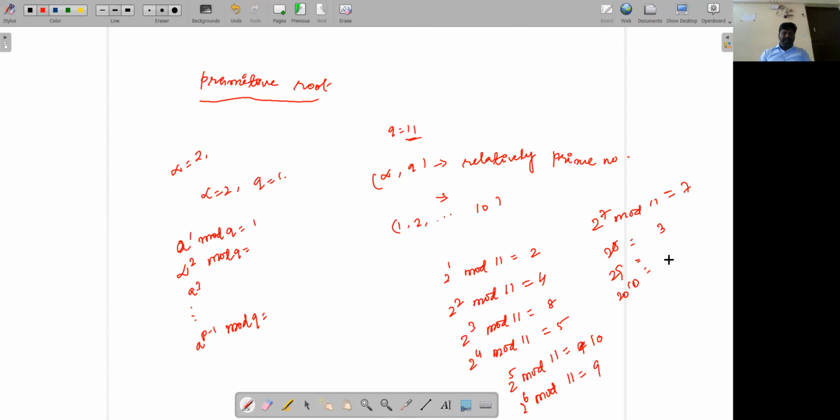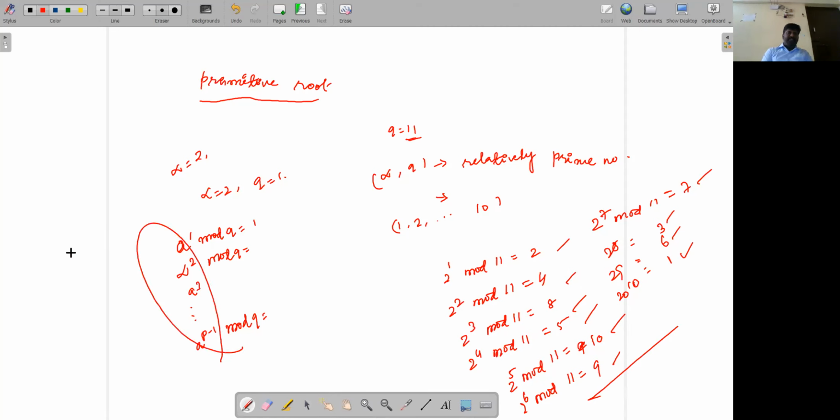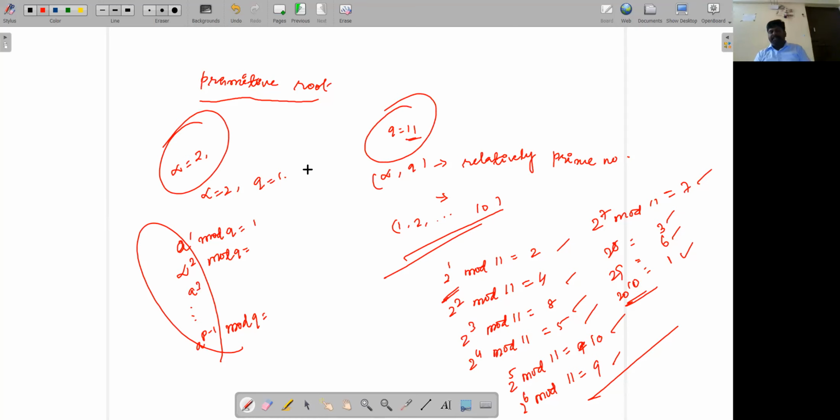I hope for 2 power 10 you will get 1. So this is using Fermat's theorem: for q minus 1, you will get the remainder 1. Now we can check the values 1, 2, 3, 4, 5, 6, 7, 8, 9, 10. When we start from alpha power 1 to alpha power p minus 1, that is 2 power 1 to 2 power 10, again we got the results from 1 to 10. So if this condition is satisfied, then this alpha, 2, is a primitive root of the prime q, which is 11.